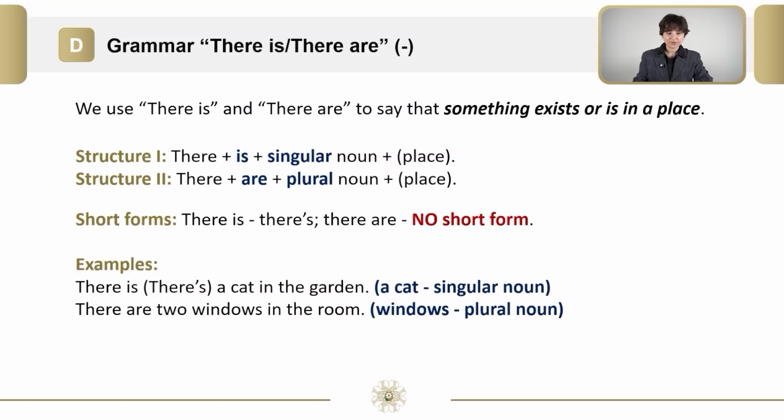Let's read examples. There is or there's a cat in the garden. Why there's? Because a cat is a singular noun. Last example is there are 2 windows in the room. Windows is a plural noun. That's why we use there are.